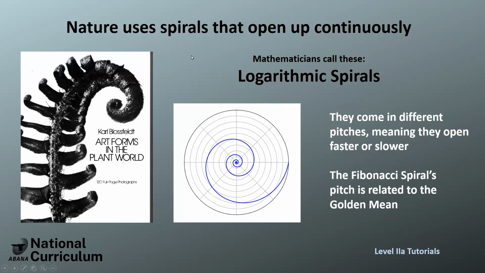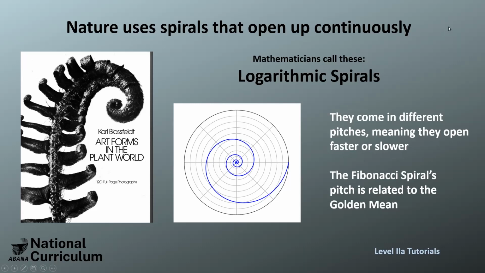Nature uses spirals that open up continuously. So the scroll gets wider and wider as it goes from the middle to the outside. Mathematicians call these logarithmic. That basically means they open up. If I want to go in detail, then it's getting very technical. There's more to it, but this is all we need to know. They open up. They're not a constant distance between the different rings here. They get wider and wider.